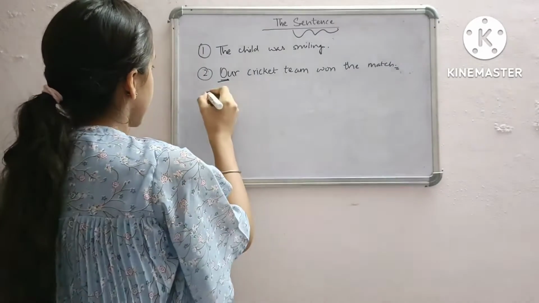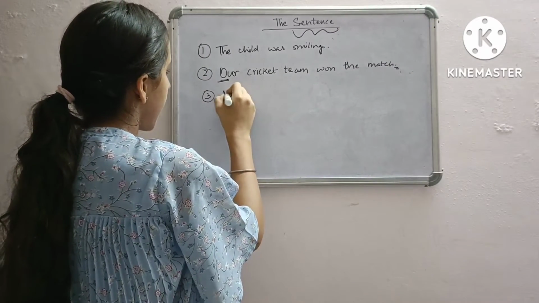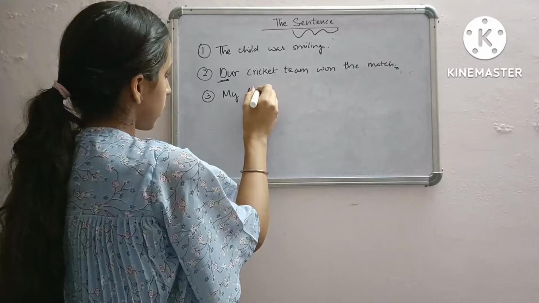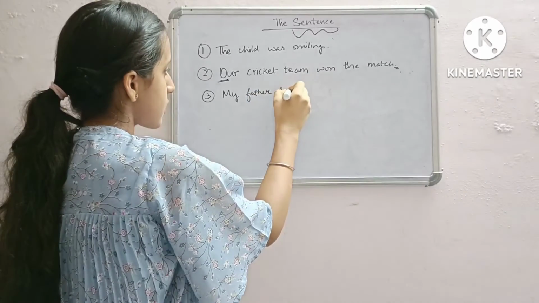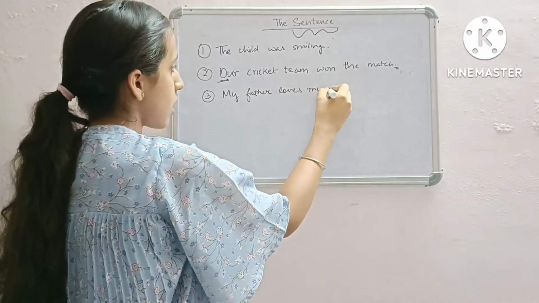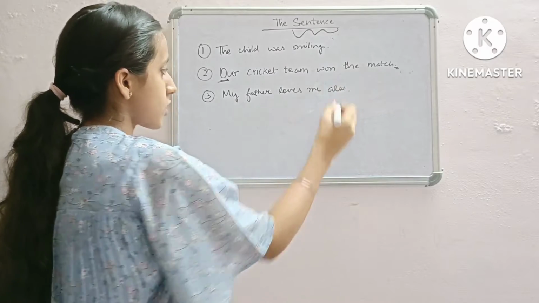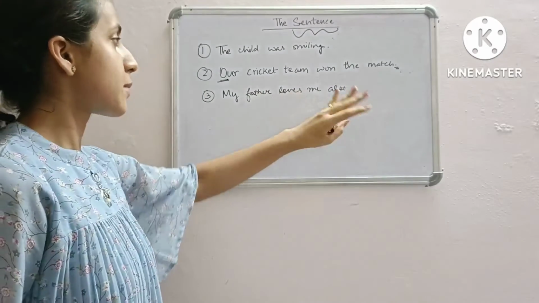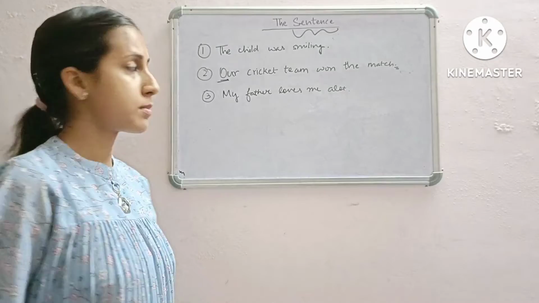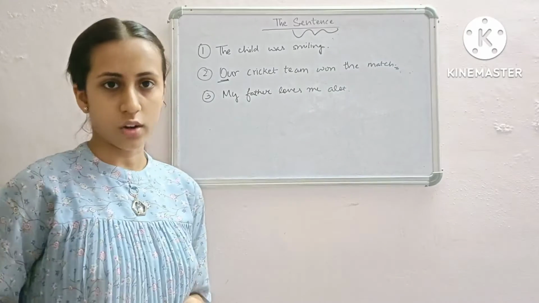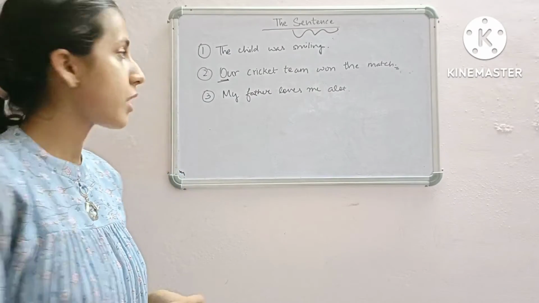Okay. The third one can be, my father loves me a lot. So again, see, this is a meaningful sentence. What does it mean? It means my father loves me a lot. It means I'm loved by my father very much.